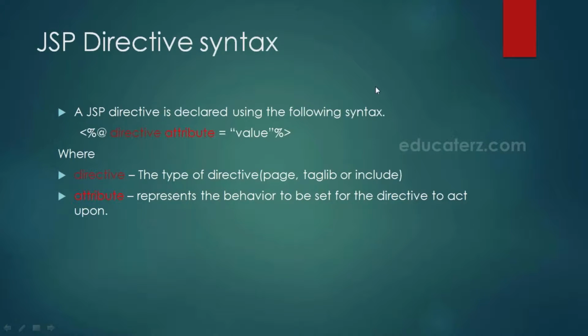So a JSP directive is declared by the following syntax: we have less than symbol, percent, and at symbol, and the directive name, that is page, include, or taglib, and the attribute and the value, which are the name value pairs, which represent the behavior to be set for that particular directive to act.